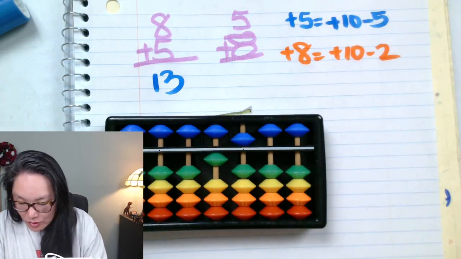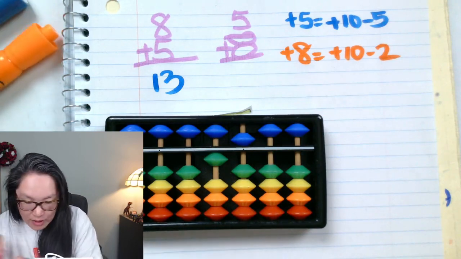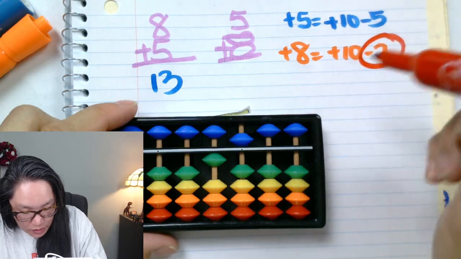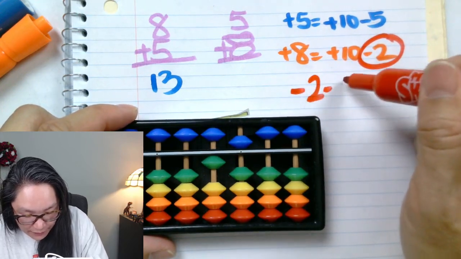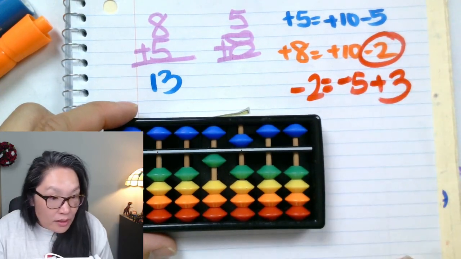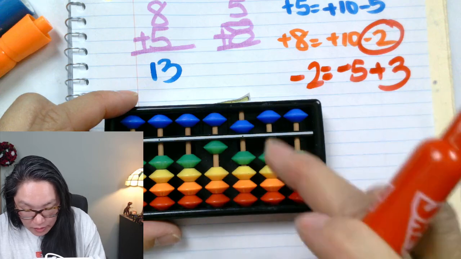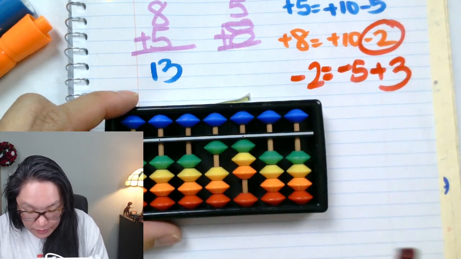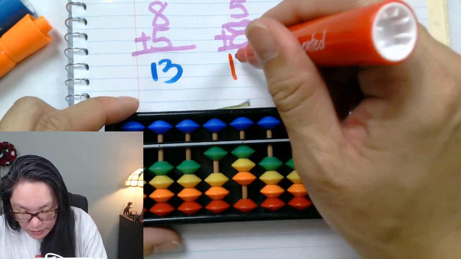To minus the 2, this is why we call it a two-step equation. To minus the 2, we know we have to minus the 5 plus the 3. So what we're going to do is we're going to minus the 5 and plus the 3. So my final answer is 13.